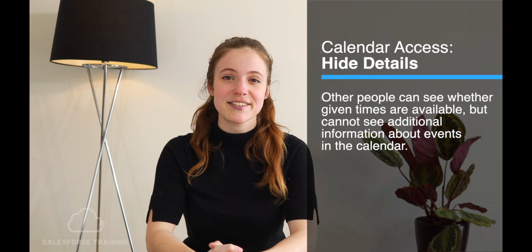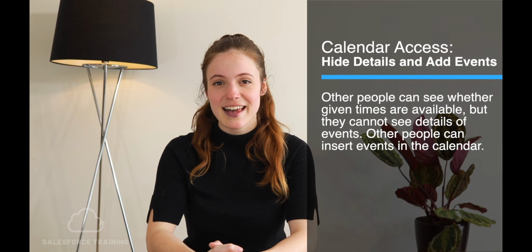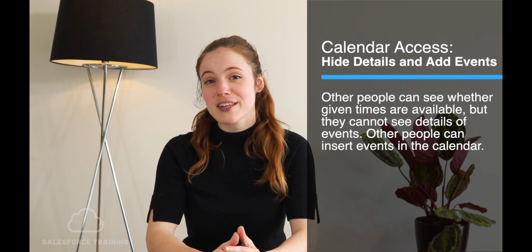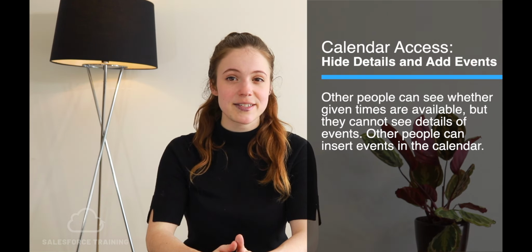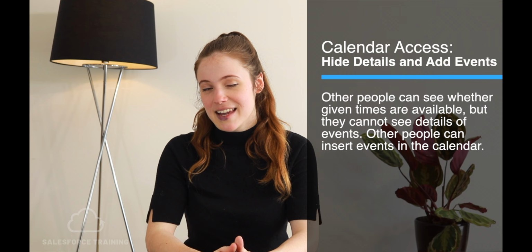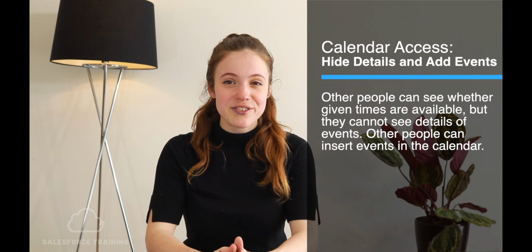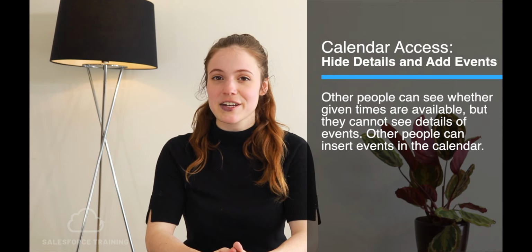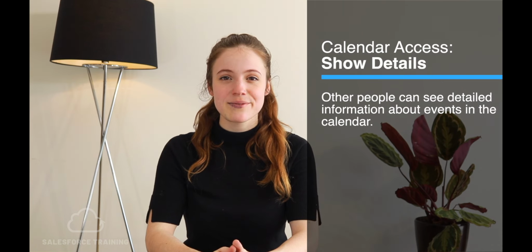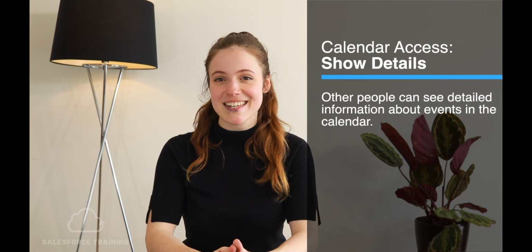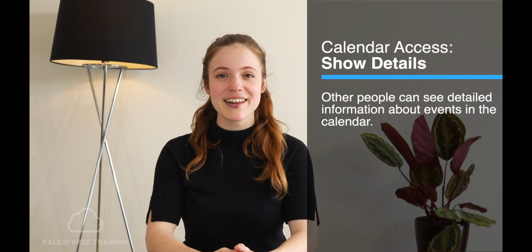The next setting is hide details and add events, and as the name suggests, with this particular setting, again, users can't see the details of events, but unlike the other one, they can actually insert events in the calendar if they choose to. Our next setting is show details. This lets other people see the detailed information about events in a calendar.